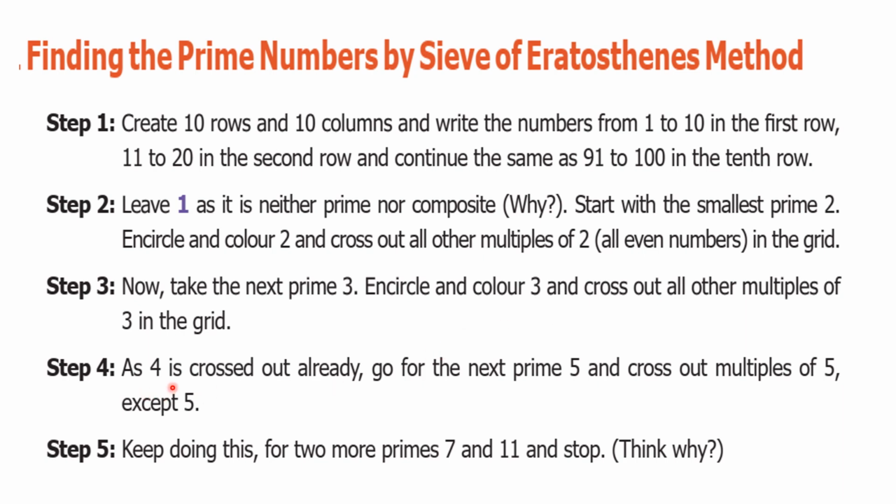Step 4, as 4 is crossed out already because 4 is a multiple of 2, we have already crossed it. Go for the next prime 5 and cross out multiples of 5 except 5. So again cross out the multiples of 5. Keep doing this for 2 more primes, 7 and 11, and stop. Let's try the method.